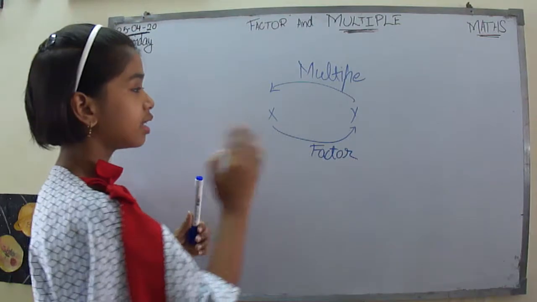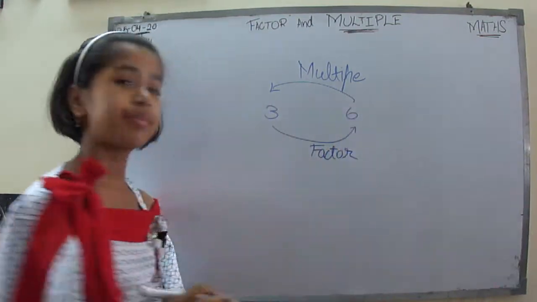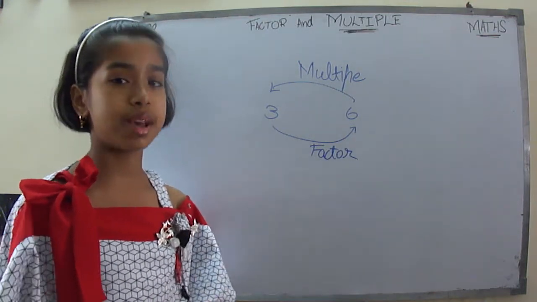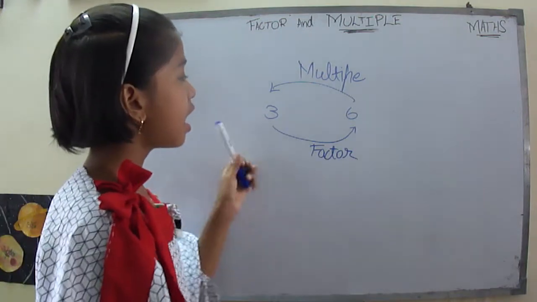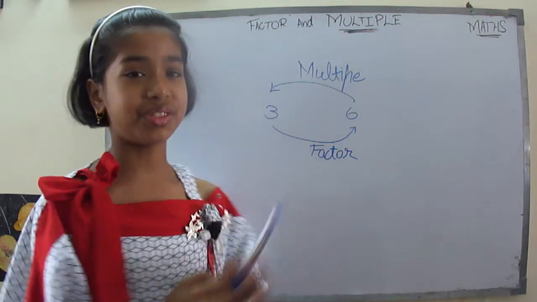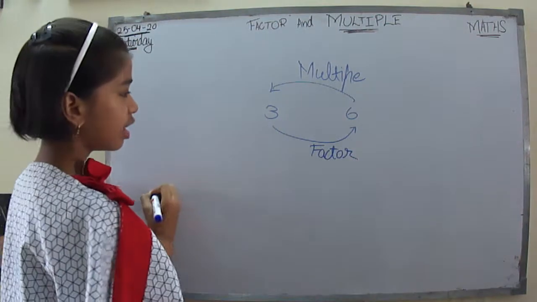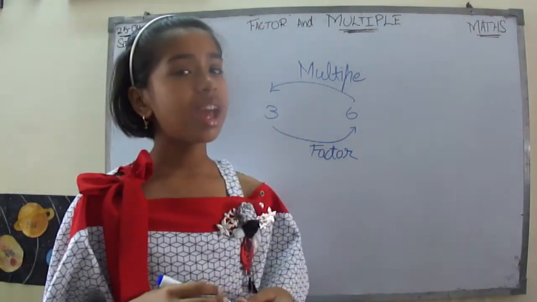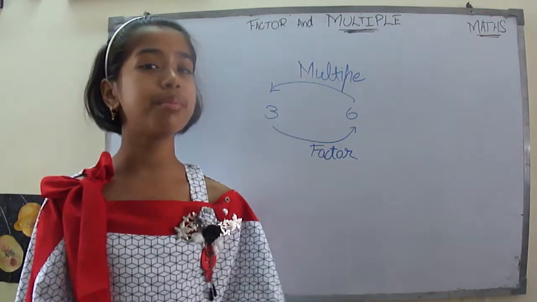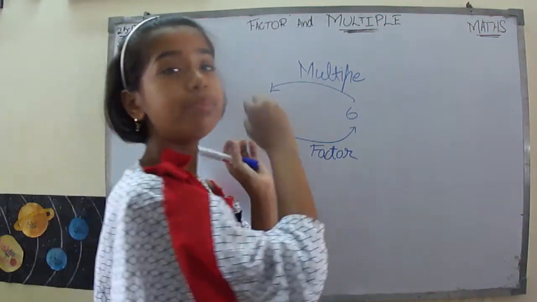Let me take, like, here 3 and 6 or 3 and 9. You can take all numbers. You can take any other examples also. So here I have 3 and 6. I can say that 3 is a factor of 6 and 6 is the multiple of 3. So now here, can the factor of 6 be bigger than the 6?